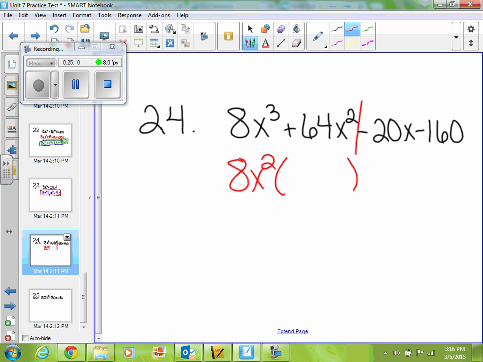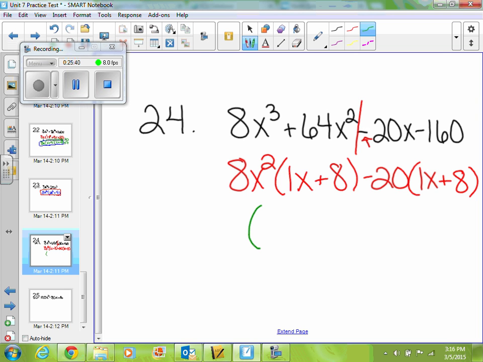Alright, what's 8x cubed divided by 8x squared? 1x. And 64x squared divided by 8x? 8. Okay, what goes into 20 and 160? 20, and because of this minus, we're taking out a minus 20. Negative 20 divided by negative 20 is 1x. Negative 160 divided by negative 20 is 8. Alright, so what ends up being the same? 1x plus 8. And what ends up being left over?